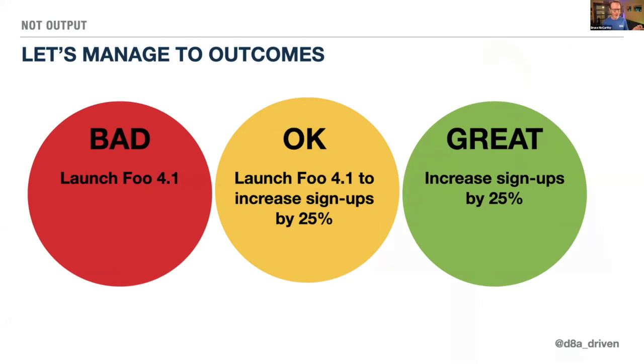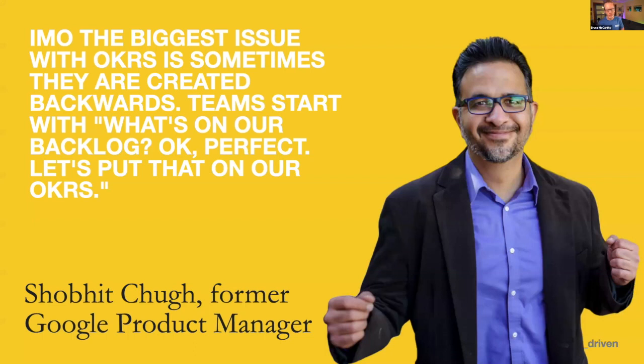So my friend Shobit Chugh, former Google product manager, says, even at Google, they're not always good at this, that they often take a look at the things, the features, the work on the backlog and say, oh, let's just make that into our OKRs. And that really is backwards. We really should be thinking, what are our goals? What does success look like? And then looking at the backlog and asking ourselves, do we think any of these things might help, rather than the other way around?